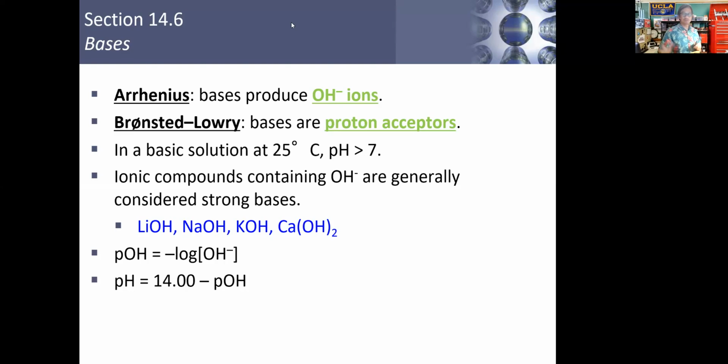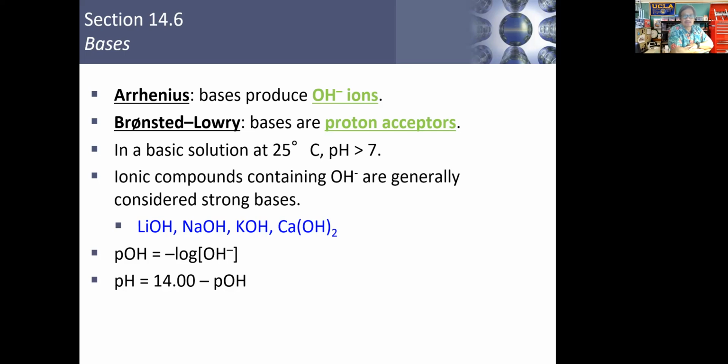So we finished up talking about acids. We talked about equilibrium involving acids. We defined acids. We were able to work through problems and calculations involving both strong acids and weak acids. What we want to do now is turn our attention to bases, the second category of compounds that we want to talk about.